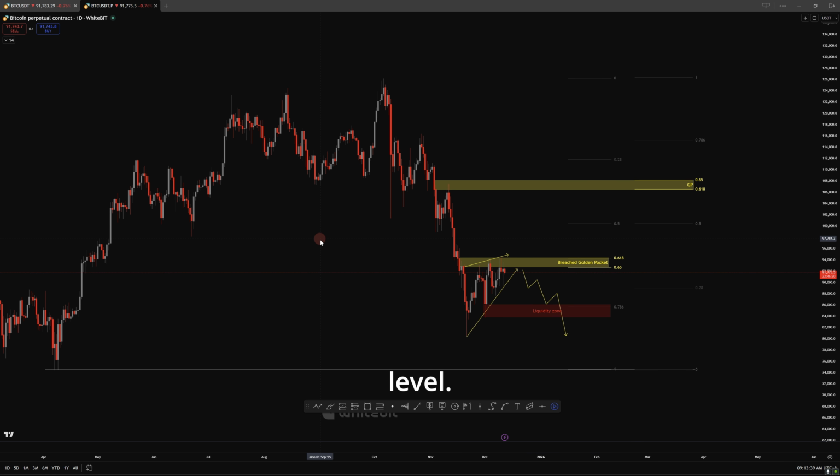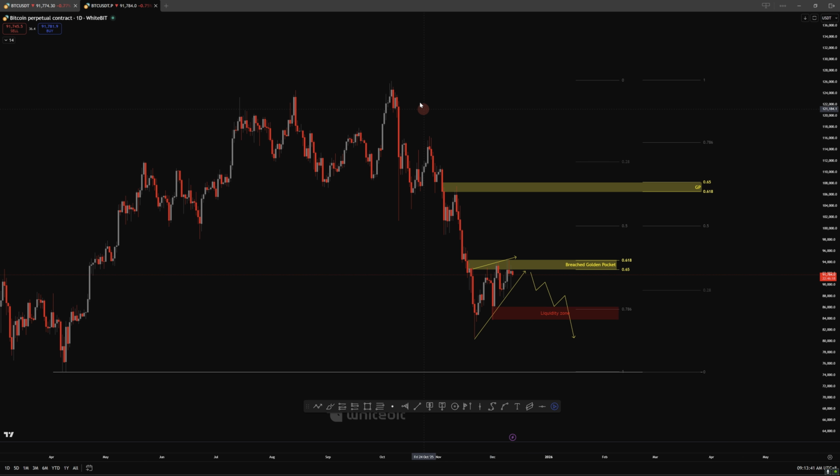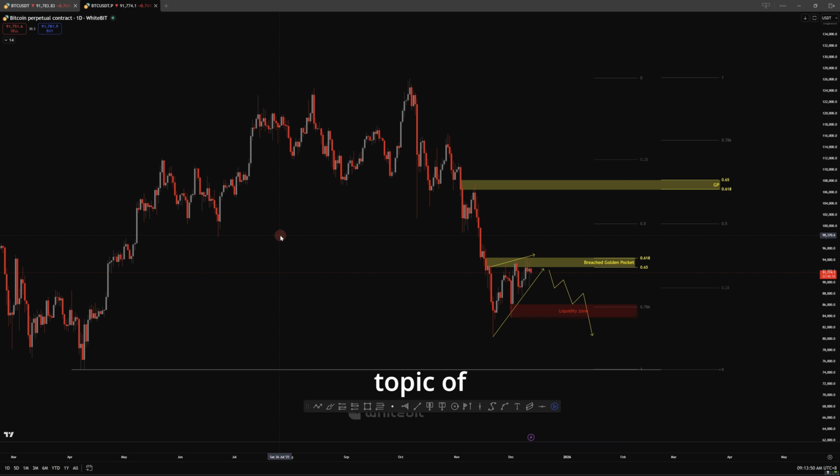That's a psychological level, and that is why the market dumped right after it hit 125k. It swept the liquidity above 125k, which was 126k. Now, on the topic of support and resistances, we've got a resistance, which is now the breached golden pocket. We've got a rising wedge, so that is two confluences, and now we've got a liquidity zone at the bottom. That is a third confluence.